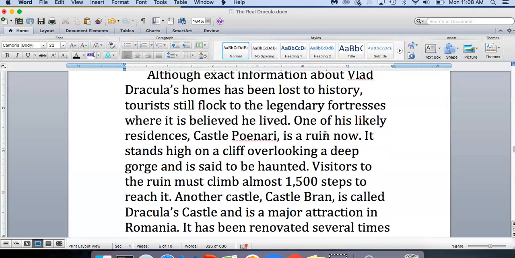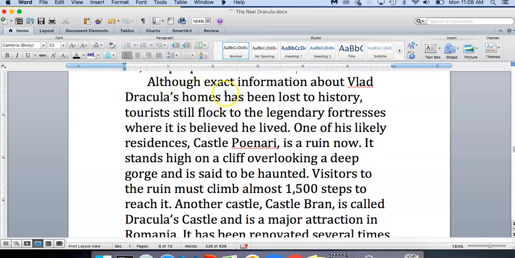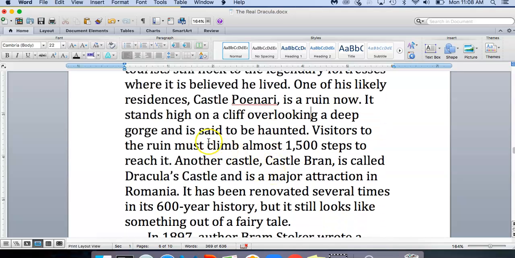Okay, next, third paragraph. Although exact information about Vlad Dracula's homes has been lost to history, tourists still flock to the legendary fortress where it is believed he lived. One of his likely residences, Castle Poenari, is a ruin now. That means it's destroyed. It stands high on a cliff overlooking a deep gorge and is said to be haunted. Haunted means there are ghosts or spirits.